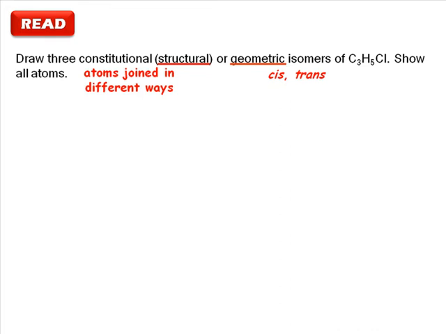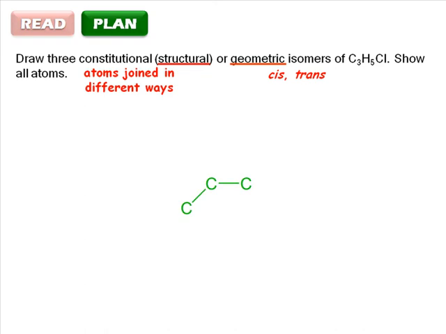Once you understand what the question is asking, make a plan. Start by drawing one possible structure of the molecule C3H5Cl. Connect the carbon atoms, add the 5 hydrogen atoms and 1 chlorine atom, and you'll see that we don't have enough hydrogen and chlorine atoms to give each carbon atom 4 bonds. We'll need to add a double bond. Okay, there's one molecule finished.